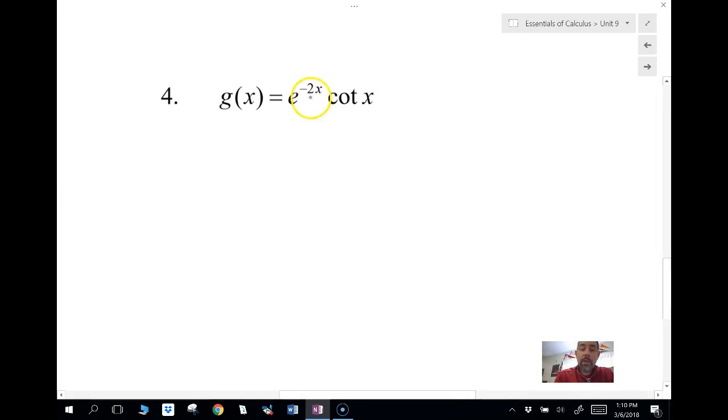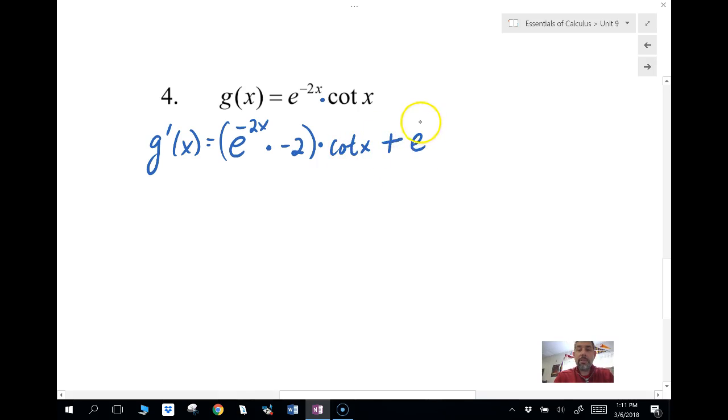Okay, this one we have e to the negative 2x times cotangent. So we're going to have to do the product rule and the chain rule. Woohoo! Two rules in one. All right, g prime. So it's the derivative of the first, which is e to the negative 2x times negative 2, because I have to do the derivative of the power by the chain rule, times the second, plus the first, times the derivative of the second.